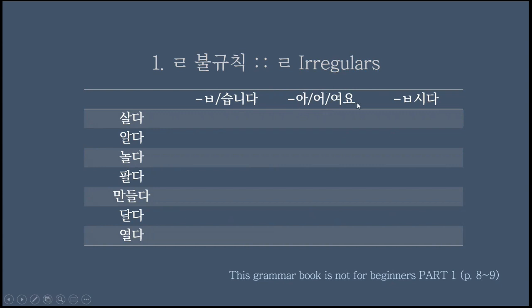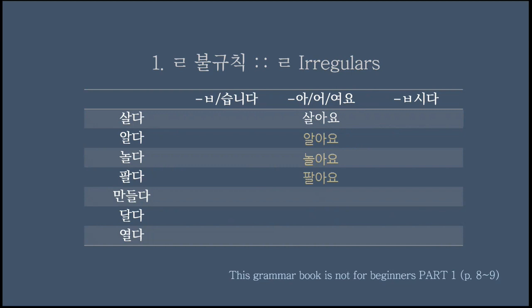What is this? Informal, polite endings, isn't it? So it goes regular here. 살다 becomes 살아요. I live. 알다, 알아요. I know. 놀다, 놀아요. I play. It's your turn now. 팔다, exactly. 팔아요. I sell.